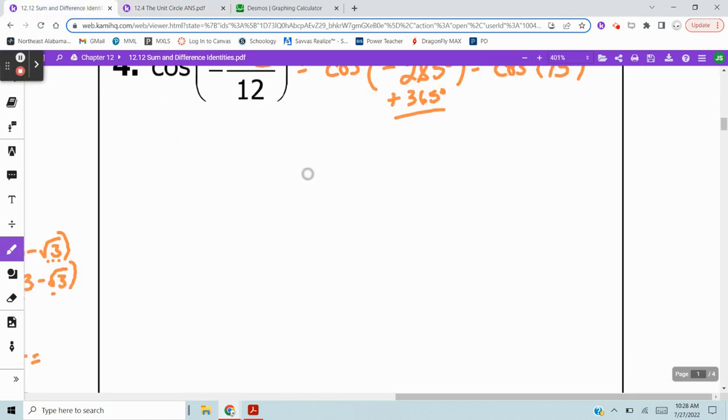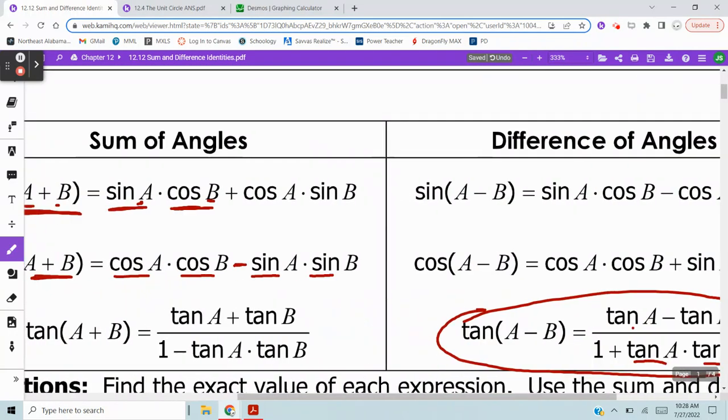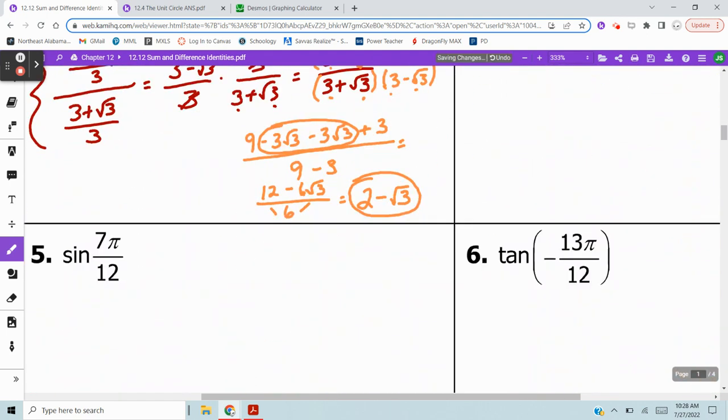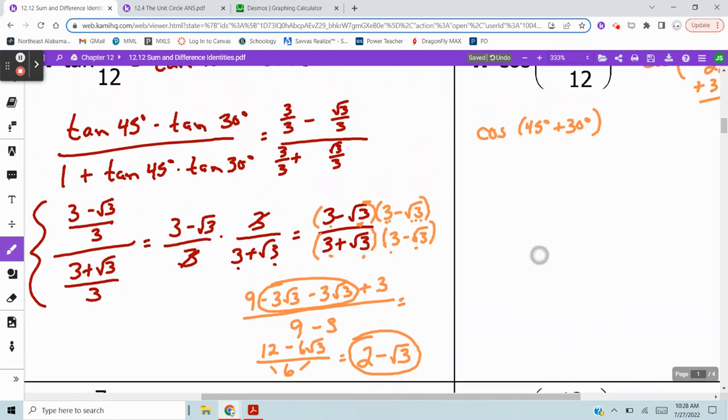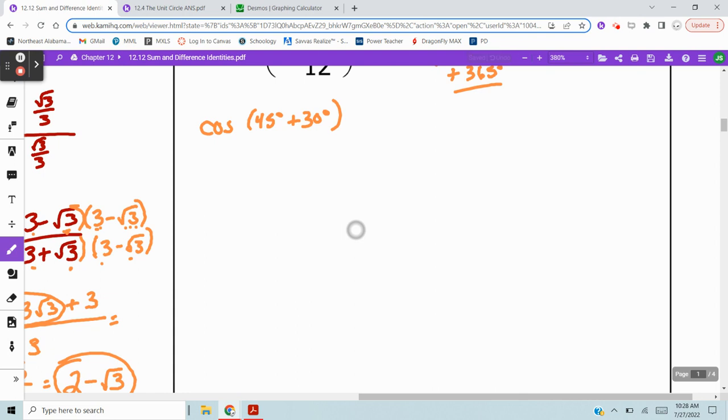So let's do the cosine of 45 plus 30. And again, I'm going to use the cosine of A plus B identity that I used a while ago. Cosine A, cosine B, minus sine A, sine B. Notice the sign change. It's a plus here, but we're going to use a minus here. So let's go ahead and write all of those out. Cosine A, cosine B minus sine A, sine B.